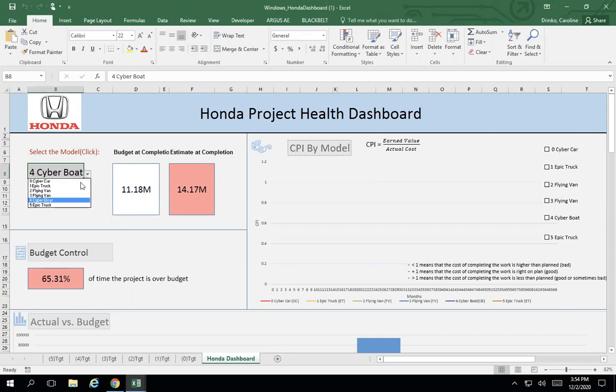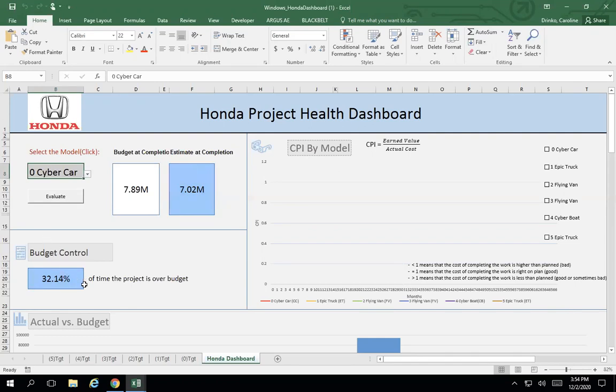So to start off, over here you can see we can select a model we want to look at. So let's say I want to look at the Cybercar model. We're going to go ahead and click Evaluate, and you can see that the budget at completion is going to be greater than our estimated costs to complete this project. And that tells us that that project is relatively healthy because they're going to be able to complete that project at a cost less than was actually planned.